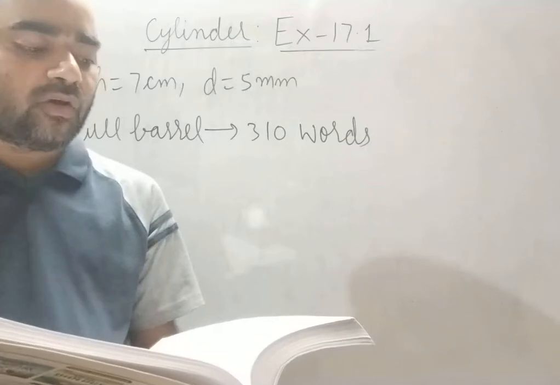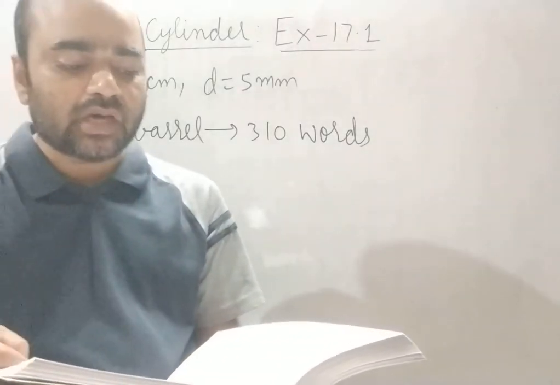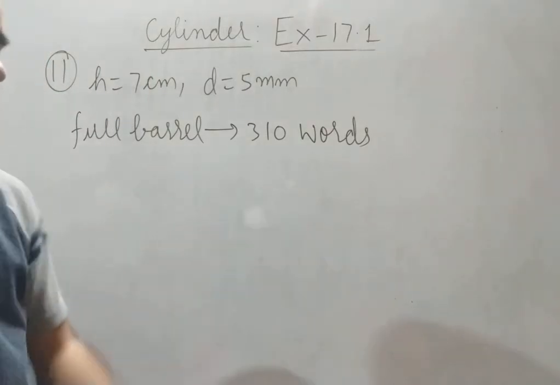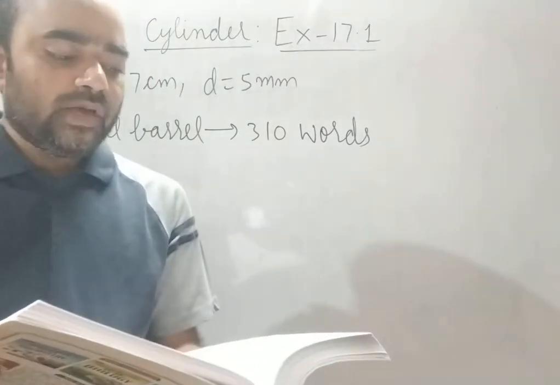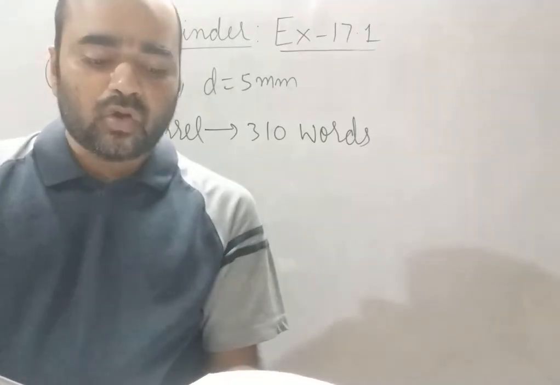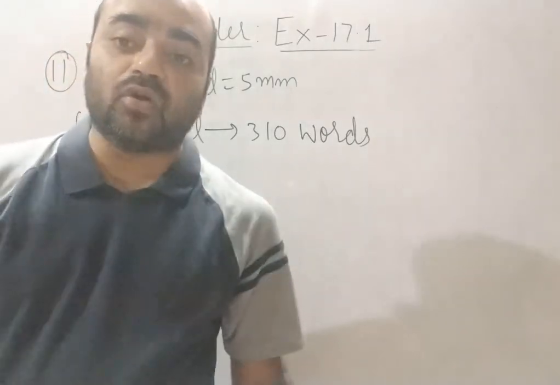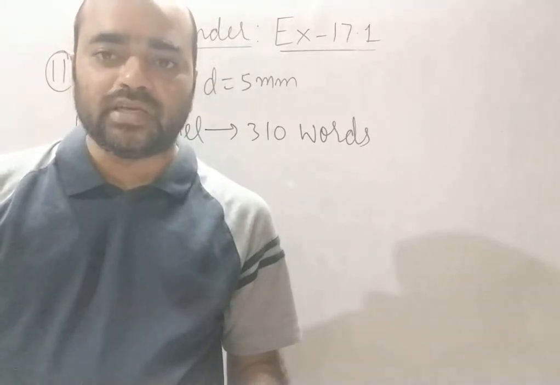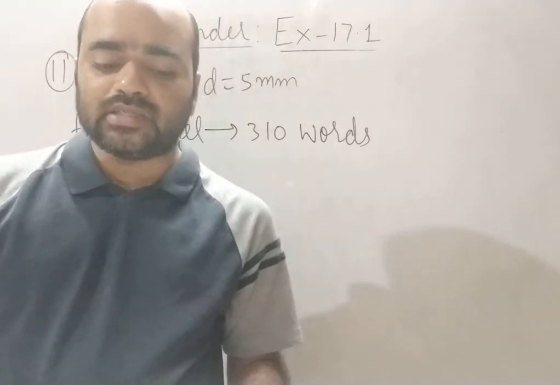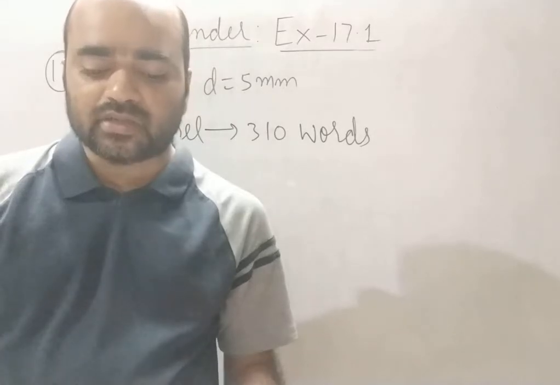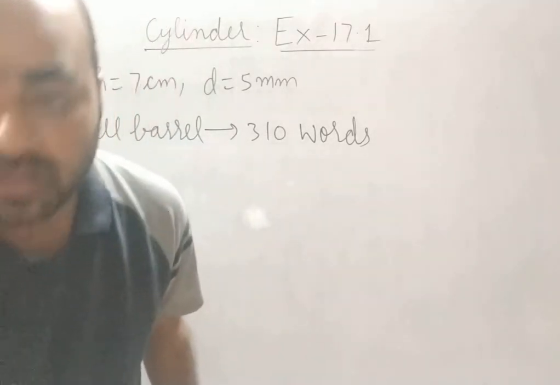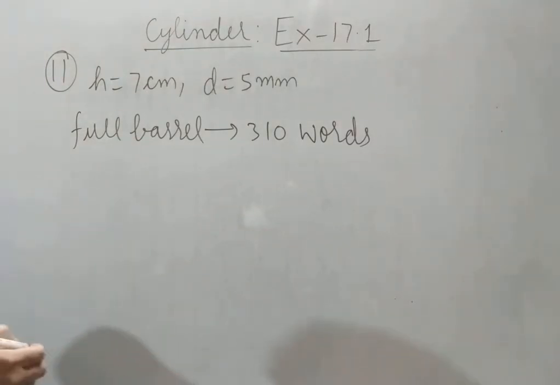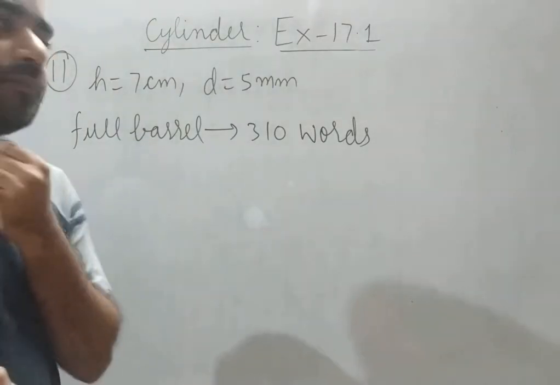A full barrel of ink in the pen will be used up when writing 310 words on an average. So how many words would use up a bottle of ink containing 1/5 of a liter? A bottle of ink containing 1/5 of a liter will write how many words? We have to give the answer correct to the nearest 100 words. So first we will calculate what? Volume of ink in the full barrel.